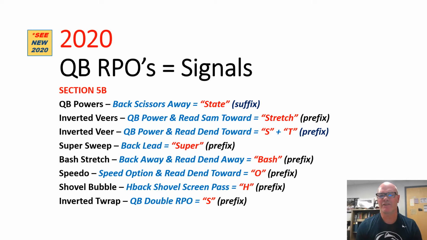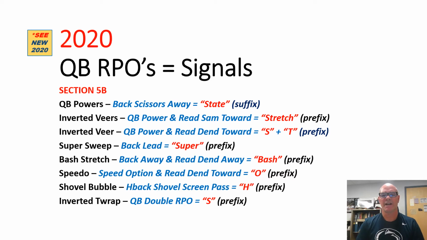When we want to do our inverted veers, where the line is blocking power, but instead of blocking the defensive end or the Sam backer, we'll read them, we'll do several different calls. The first one is what we call a stretch call, and this is a prefix. This stretch tells the H-back to leave that Sam backer, but we're going to block the defensive end with the H-back. So again, we take near hand, near shoulder, doesn't matter which direction, it's a prefix, so it would be stretch, Phoenix, for example, okay?